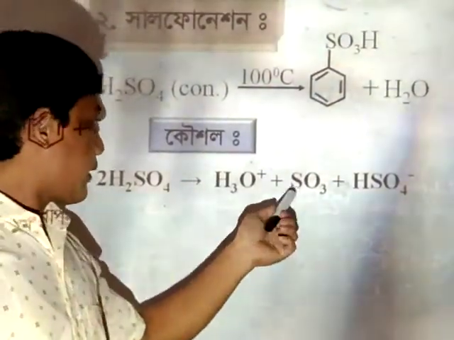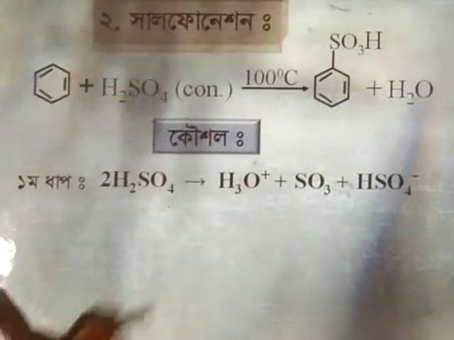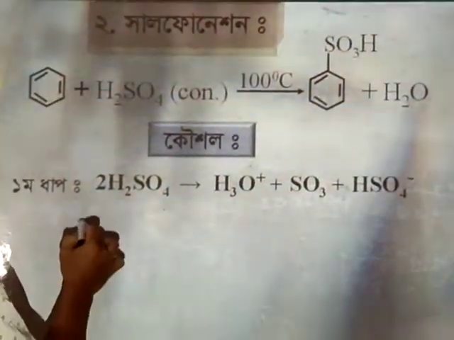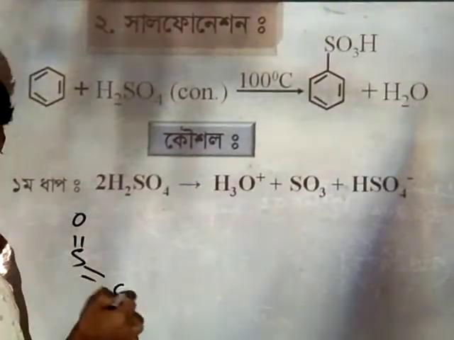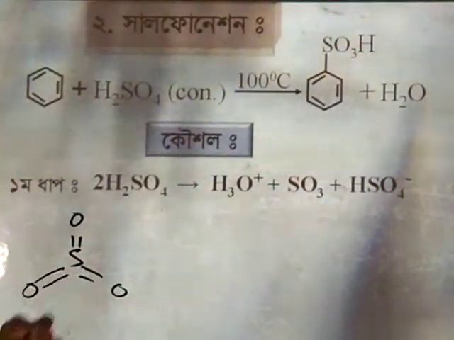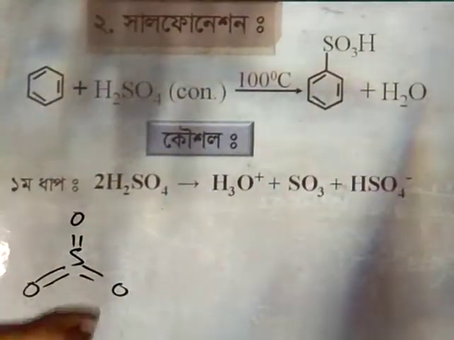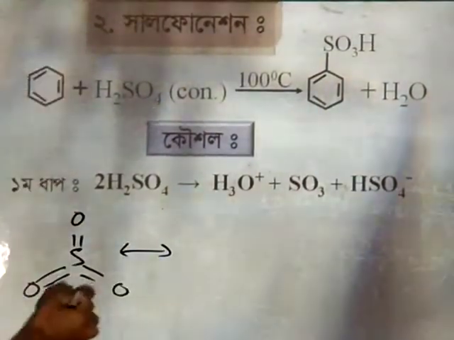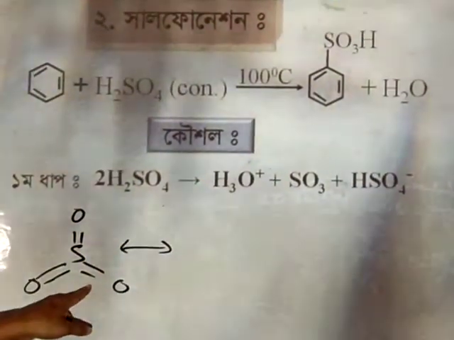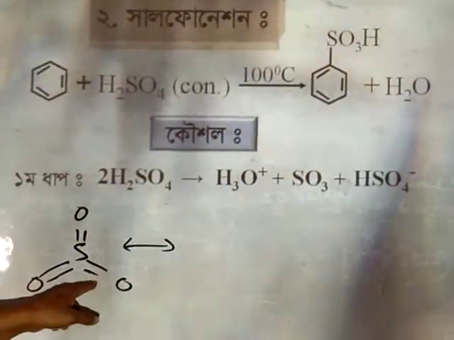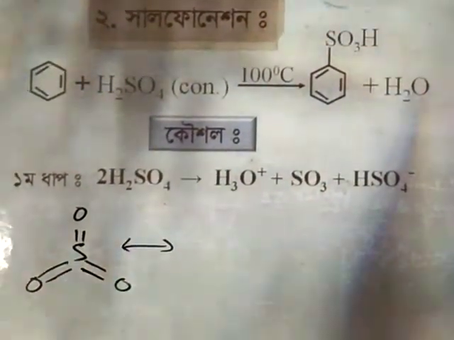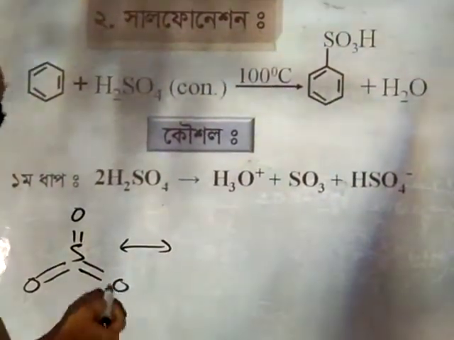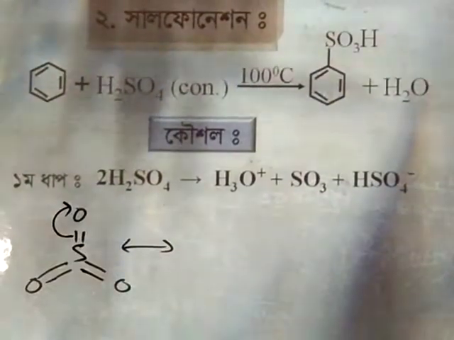So let us see the resonance structure of sulfur trioxide. In this case, we can show it in this way. Here the valence of sulfur is 6 and the valence of oxygen is 2. Here oxygen is more electronegative than sulfur. For this, oxygen attracts the pi bond to itself and creates a negative charge in this way.